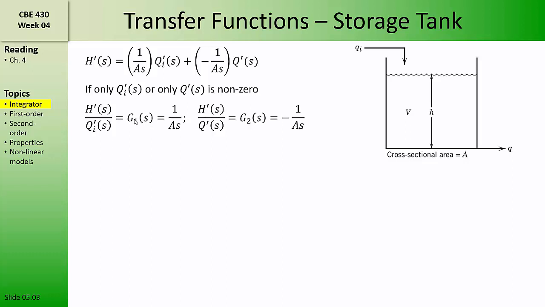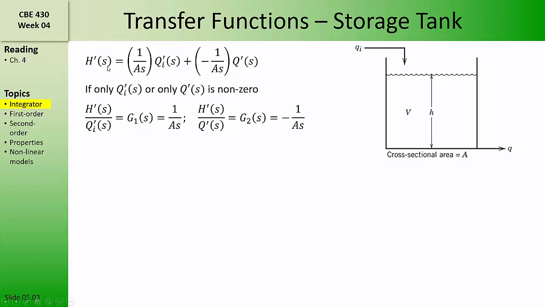g1 of s tells how changes in input variable 1 affect the output variable, and g2 of s tells us how changes in input variable 2 affect the output variable. Remember that because the Laplace transform is a linear operator, it obeys the principle of superposition. That is, the effects of these two input variables, qi prime and q prime, can be added together to give their total effect on h prime.